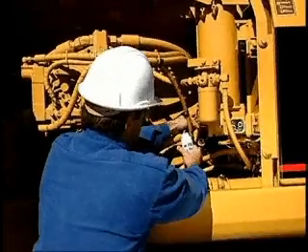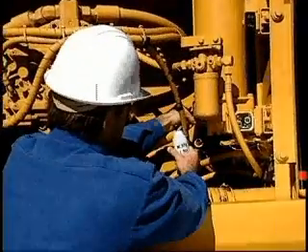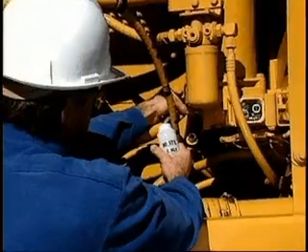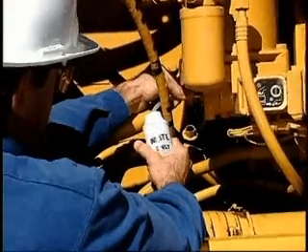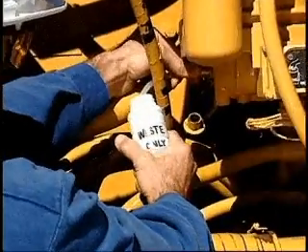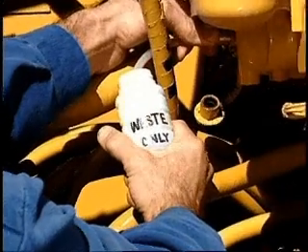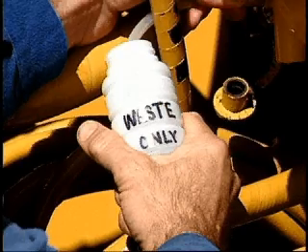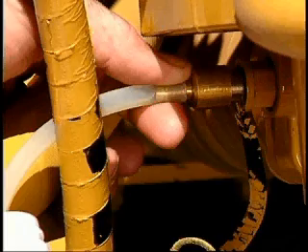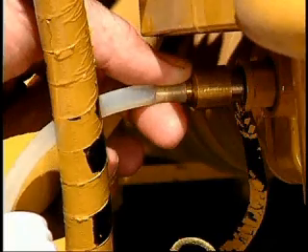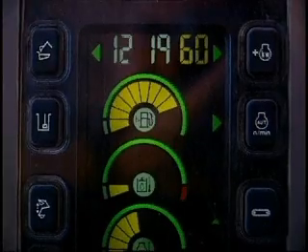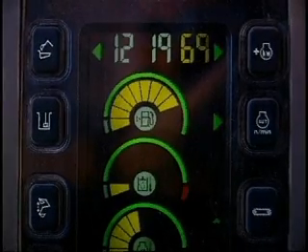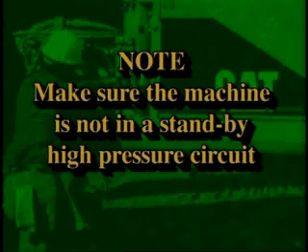Step 2. Insert the probe into the valve and collect about 4 fluid ounces, or about 100 milliliters of oil, into an appropriate waste container. This flushing process cleans the valve and helps ensure a representative sample. Make sure you properly dispose of the waste oil. If the oil flow is slow at low idle, it might be necessary to raise the engine RPM while extracting the sample. Note, make sure the machine is not in a standby high-pressure circuit.